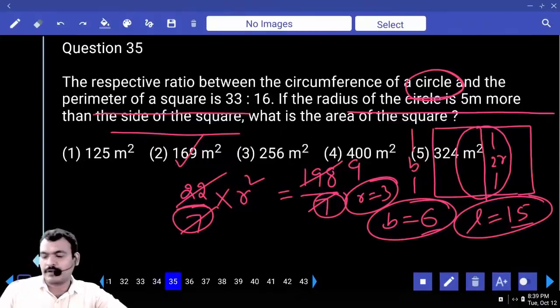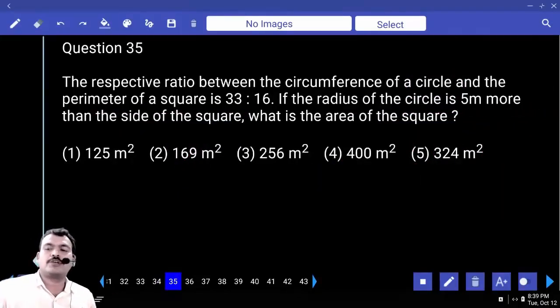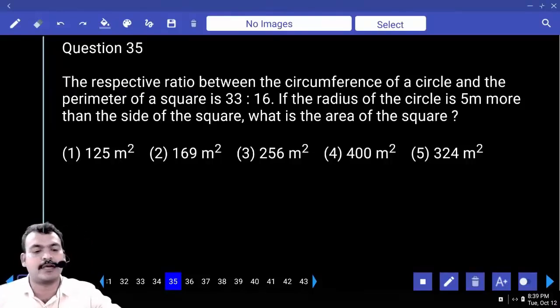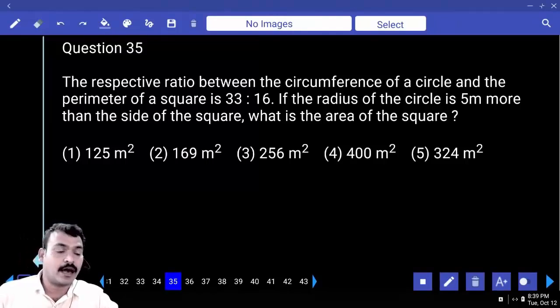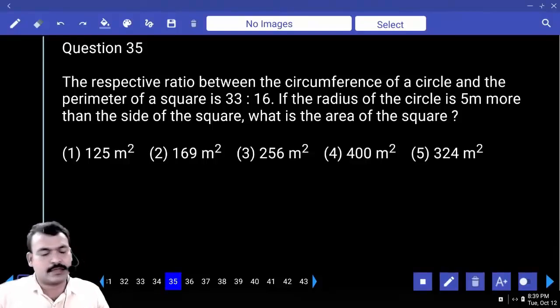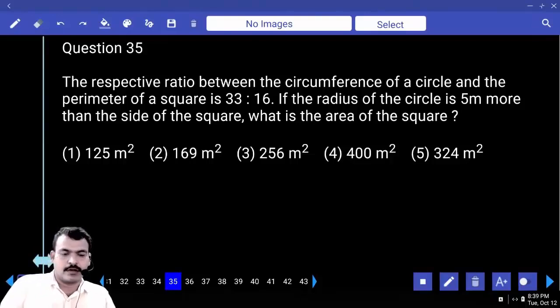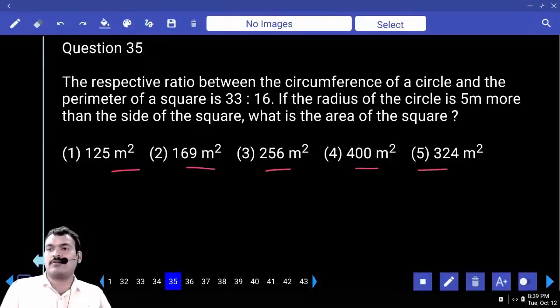Next, question number 35. The ratio between the circumference of a circle and the perimeter of a square is given as 33 is to 16. If the radius of the circle is 5 meters more than the side of a square, what is the area of the square? First of all, area of a square means we require a perfect square. All the options are perfect squares.